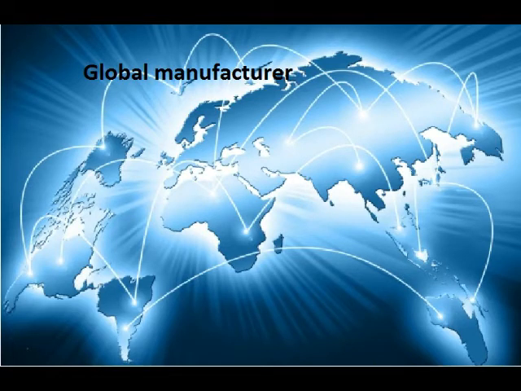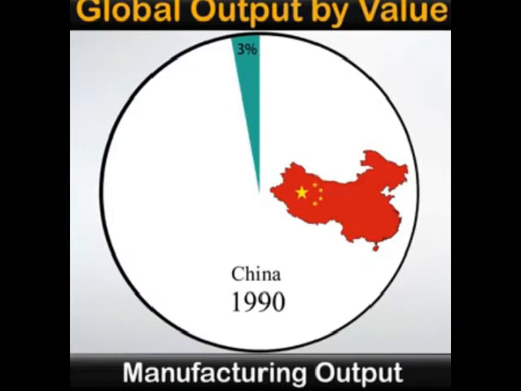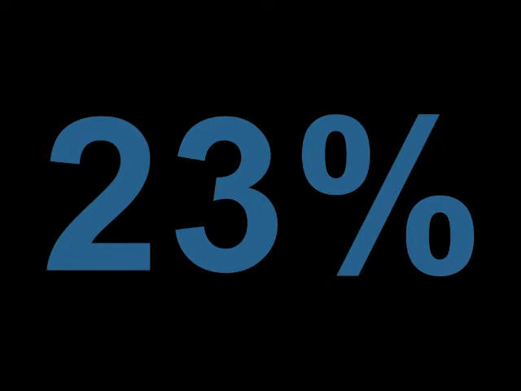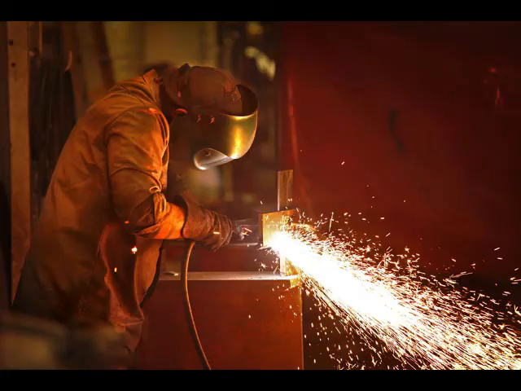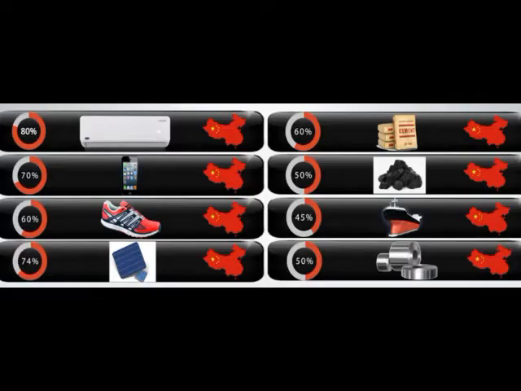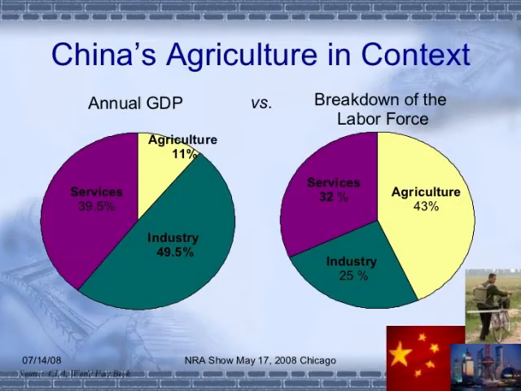Number 4. Global manufacturer. By 1990, China's global output value was just 3%, but by 2015, it reached 23%. Today, China has become a hub of global manufacturing due to its skill development program and now leads the manufacture of chemical fertilizer, cement, steel, and the coal industry. Almost 70% of air conditioners are now made in China. 80% of mobiles and accessories come from China. 60% of shoes and 70% of solar cells are made in China.